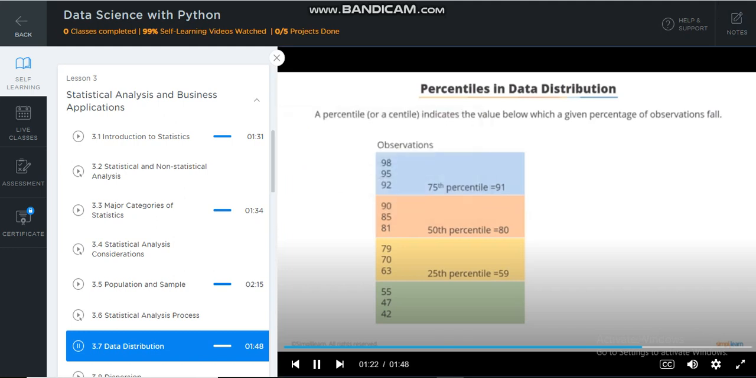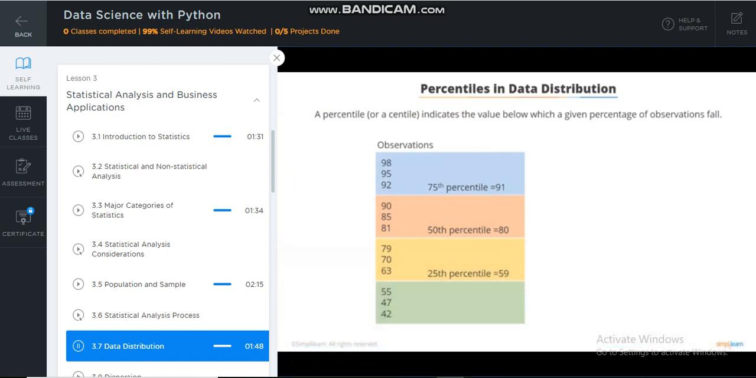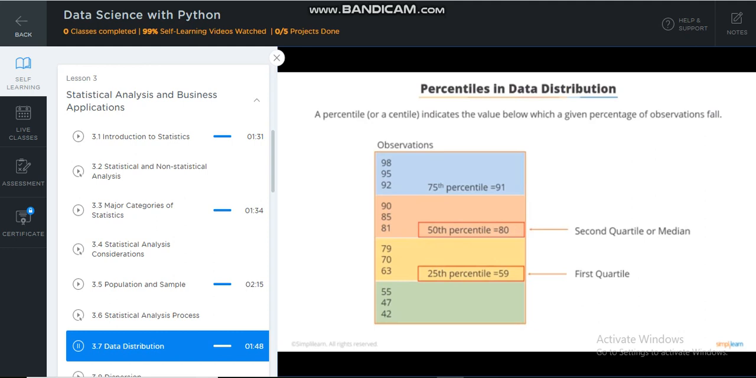For example, the 20th percentile is the value or score below which 20% of the observations may be found. Usually, we report percentiles as below. The 25th percentile is called the first quartile. The 50th percentile is called the median or second quartile. The 75th percentile is called the third quartile.